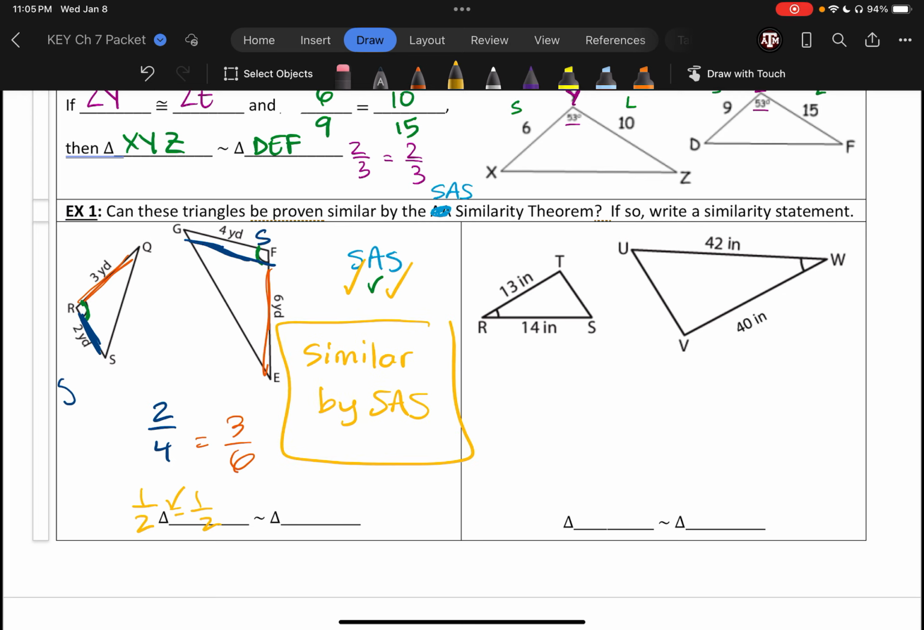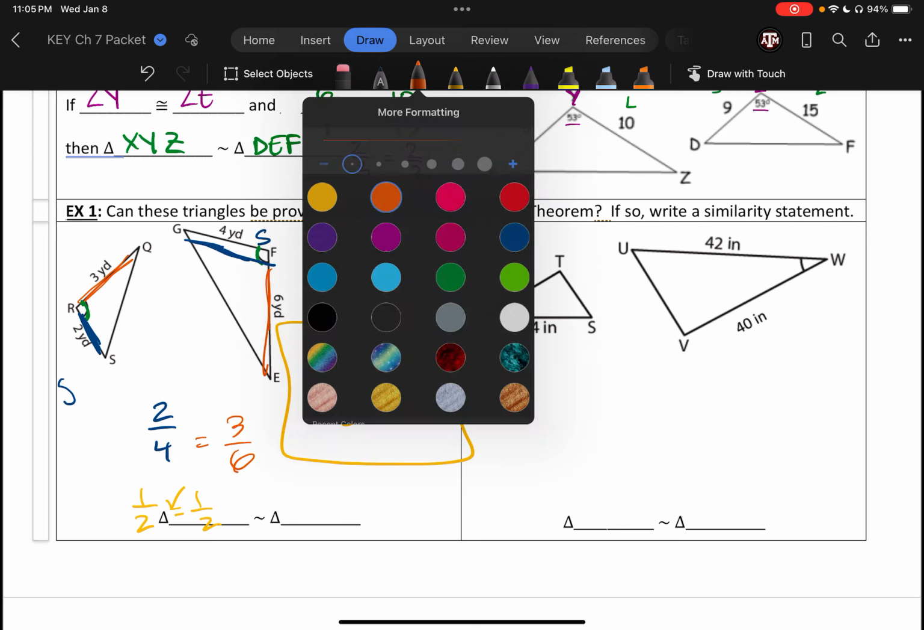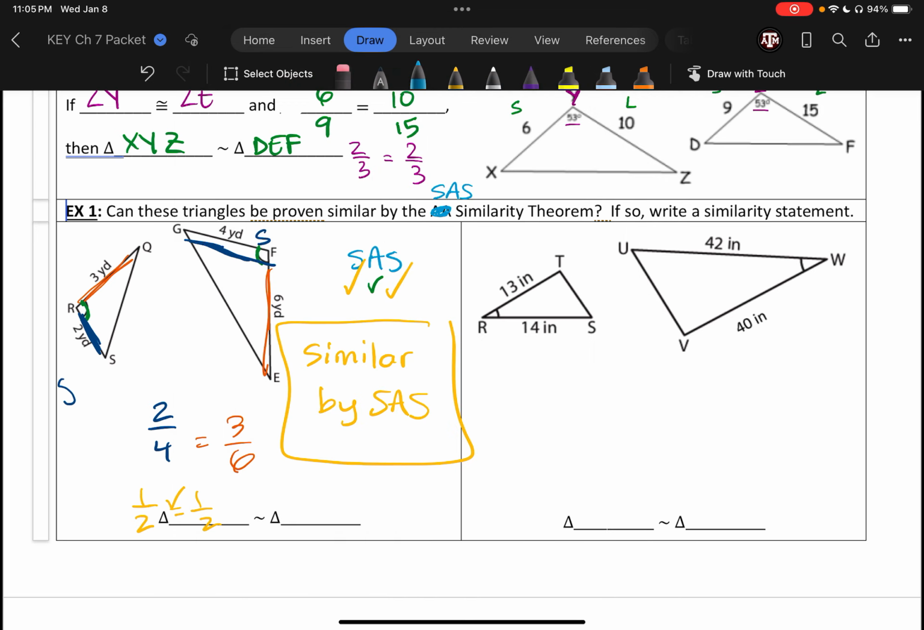If I want to write the similarity statement, I'm just going to write it down here below because I ran out of room here. So my similarity statement, one way that we can write this is I'm going to start with the angle. So I got angle R, and I'm going to do RQS. Triangle RQS is similar to triangle. If I look at the triangle on the right, look at what we started with. We started with R. What corresponds to R? Well, they're both marked green, so F.